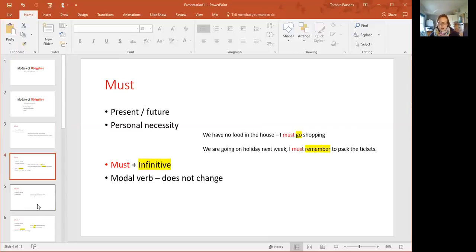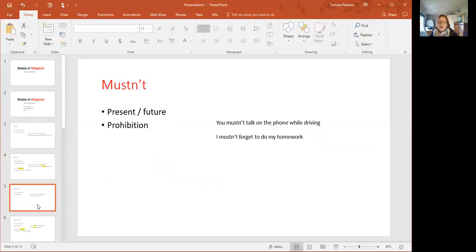The negative of must is mustn't. So we use mustn't to talk about a prohibition, something that you should not do, something that's important that you don't do, probably because it's a rule or a law, or just because it's advisable, okay? But something that is important that you don't do. Again, mustn't we can use in the present or the future. So for example, you mustn't talk on the phone while driving, okay? That's a law. So you mustn't do it now, you mustn't do it tomorrow, you mustn't do it ever.